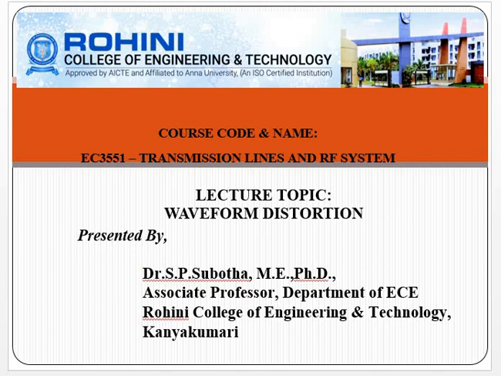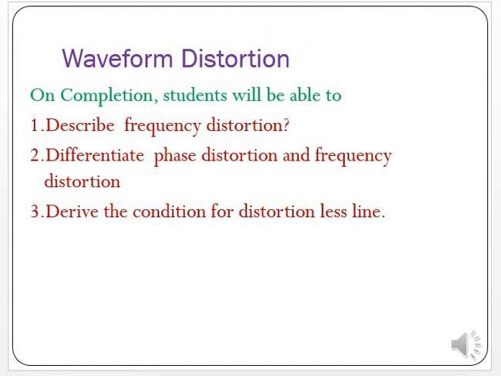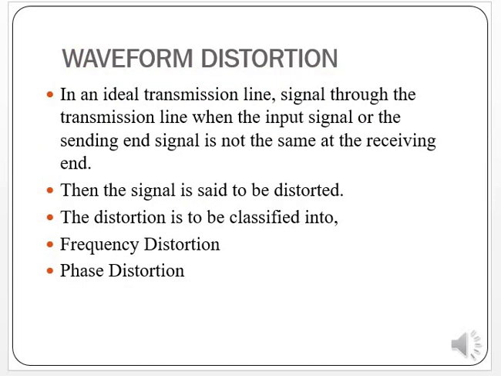Dear students, now we are going to see the subject transmission lines and RF system. Under that, the topic is waveform distortion. On completion of this waveform distortion, the students will be able to describe the frequency distortion, differentiate phase and frequency distortion, and derive the condition for a distortionless line.